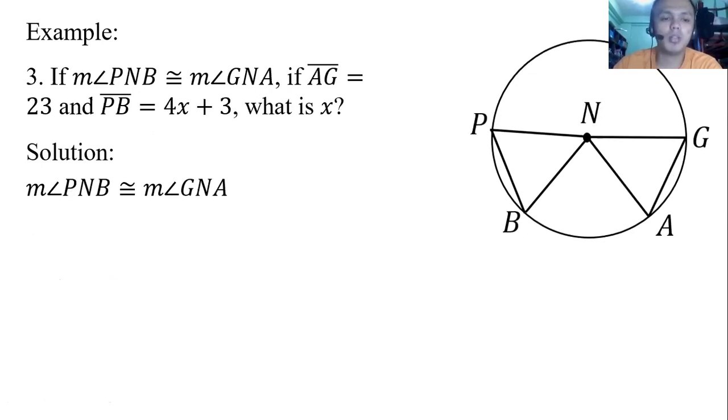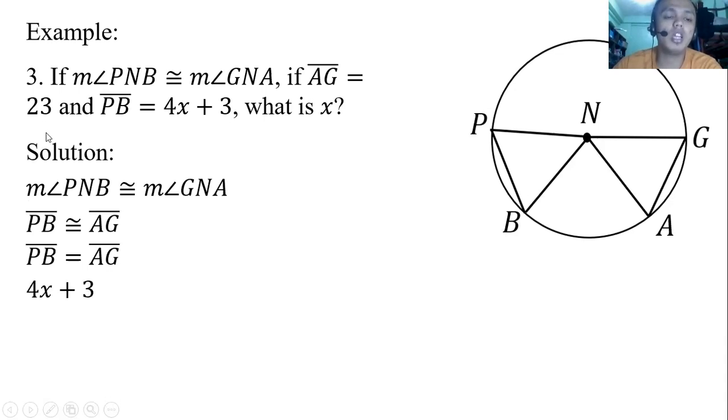Now, how about this one? If measure of angle BNP is congruent to measure of angle GNA, if your segment AG is 23, your PB is 4x plus 3. What is your X? Again, since they are congruent, yung mga central angles nila and then yung corresponding chords are also congruent. If they are congruent, they are equal. Then now, substitute your PB to 4x plus 3, your AG to 23.